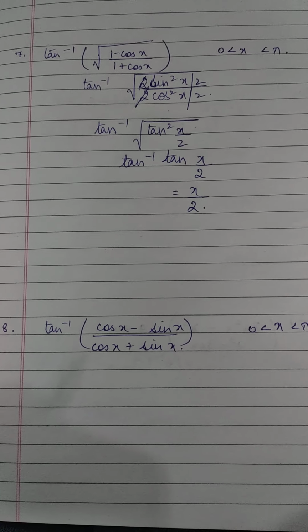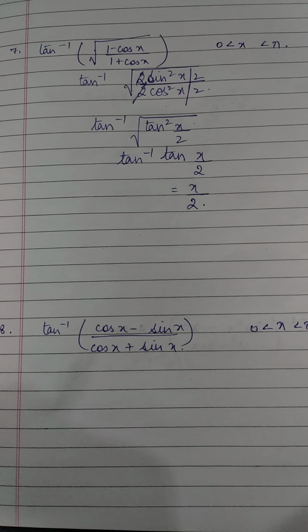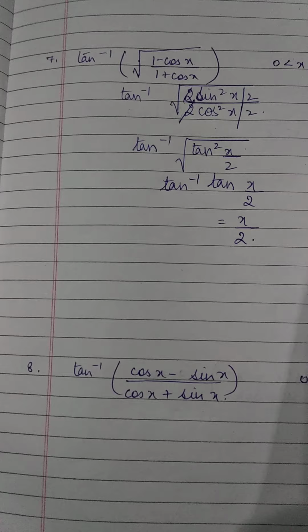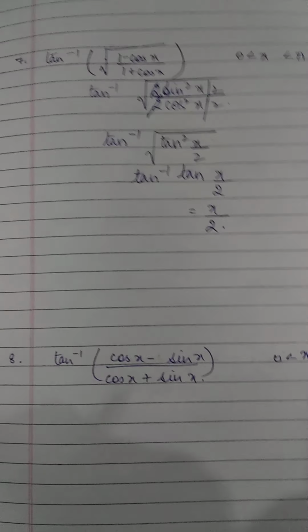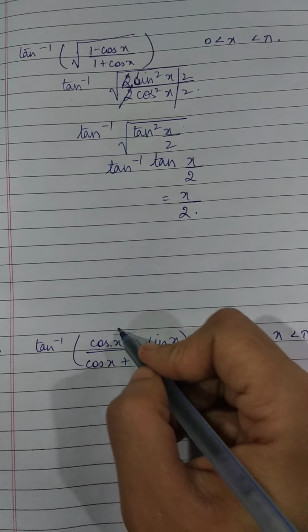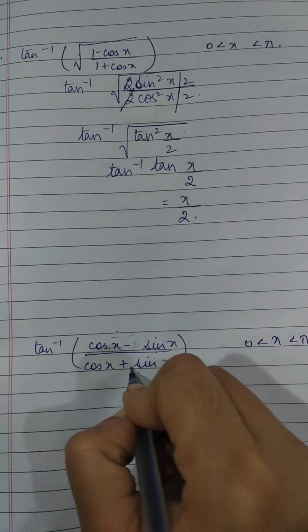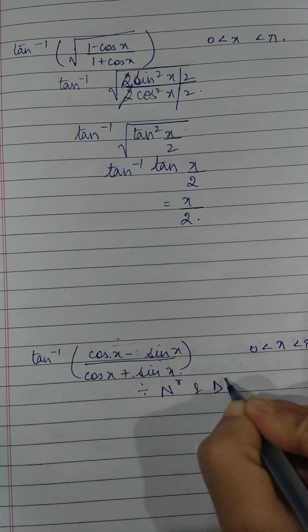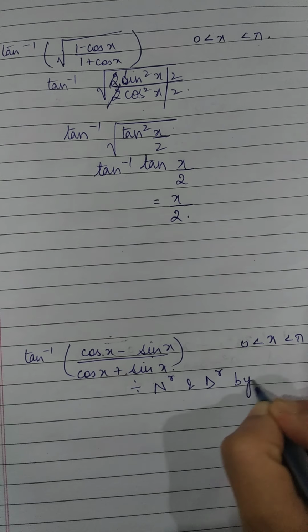Very important from examination point of view. Tan inverse cos x minus sin x upon cos x plus sin x. There is no direct identity that we have learned which can be applied over here. So what we will do is, we will divide the numerator and the denominator by cos x. So dividing numerator and denominator inside the bracket by cos x.